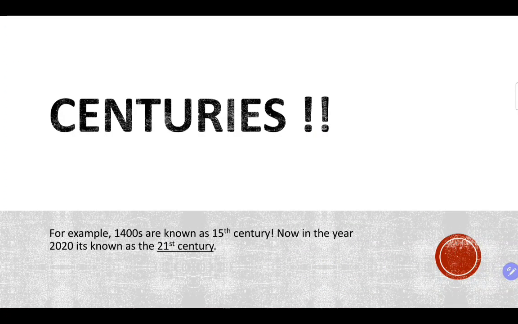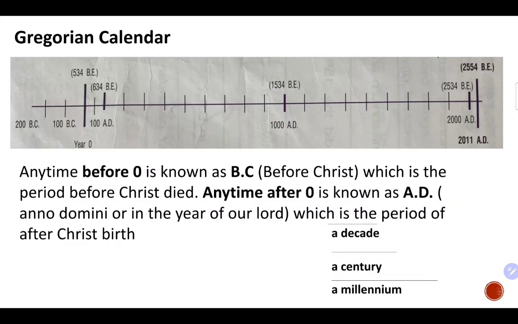Let's proceed. You have to remember this one, centuries, because it's quite confusing when it comes to centuries. For example, the 1400s are known as the 15th century. Now, in the year 2020 or 2021, it's known as the 21st century. So if someone asks you what century we are in right now, we are in the 21st century. Okay, so next.